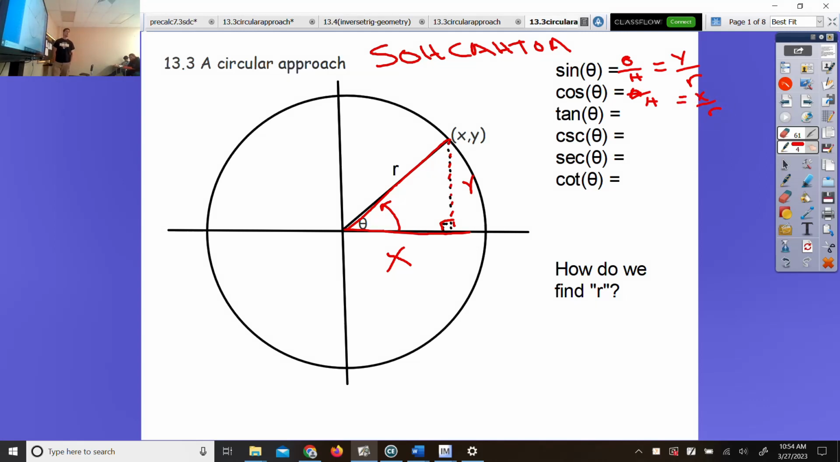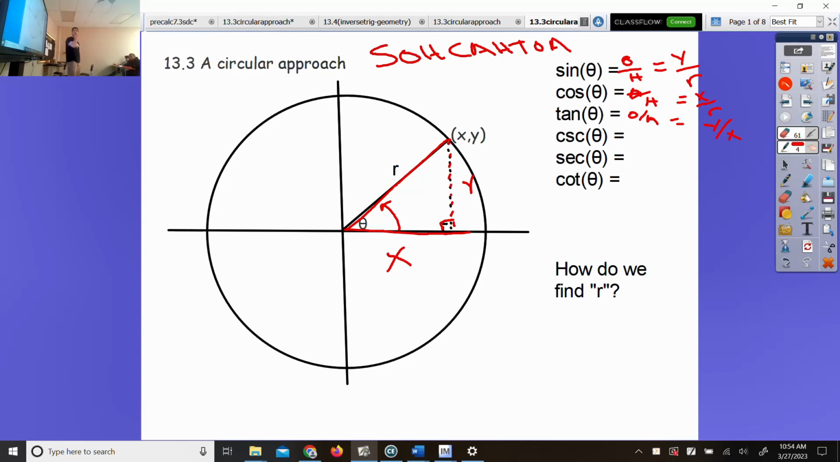Tangent, opposite over adjacent. So that's y over x. Not y over r, not y over y. x is not adjacent to theta. Tangent is opposite over adjacent, so y over x.